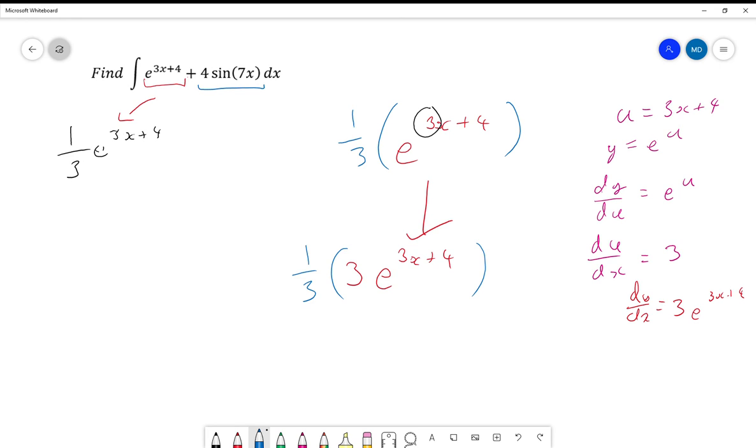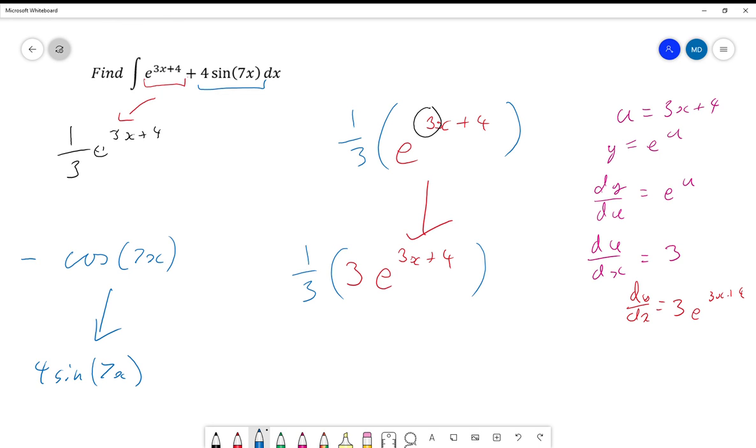Second part, 4 sine of 7x, exactly the same thing. 4 sine, let's give myself some more space over here. Let's do 4 sine of 7x. What might differentiate to that? Well, cosine differentiates to minus sine, and so I'm going to suspect it's minus cosine of 7x.